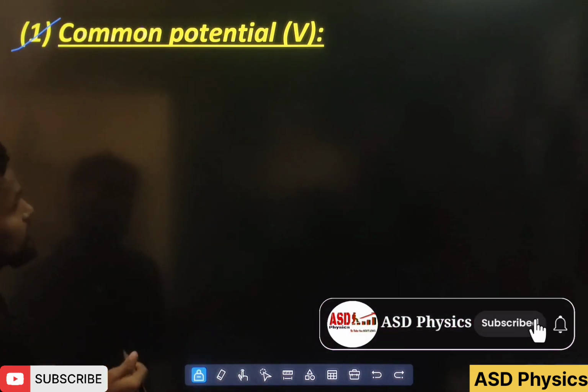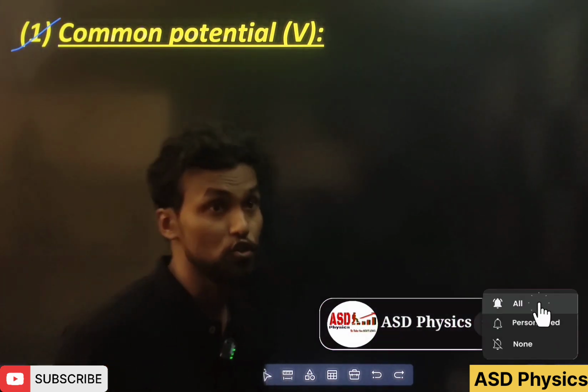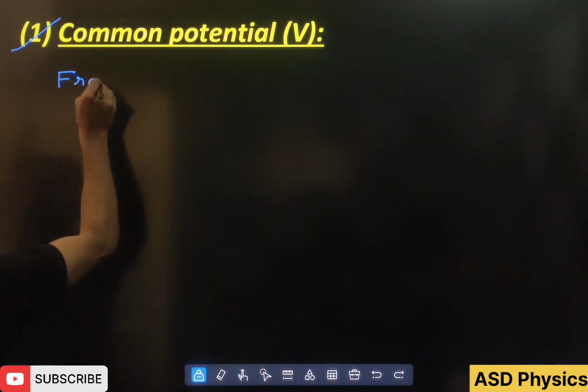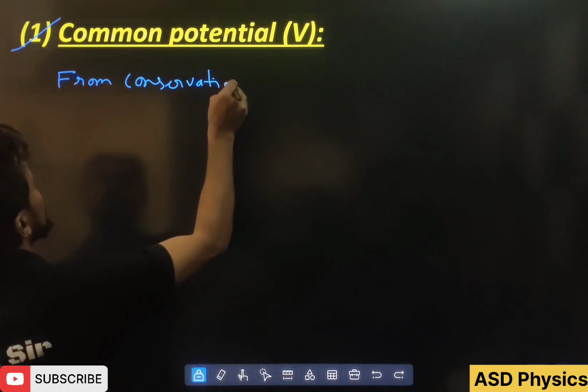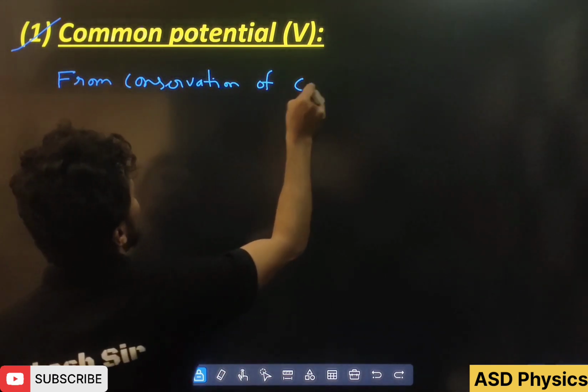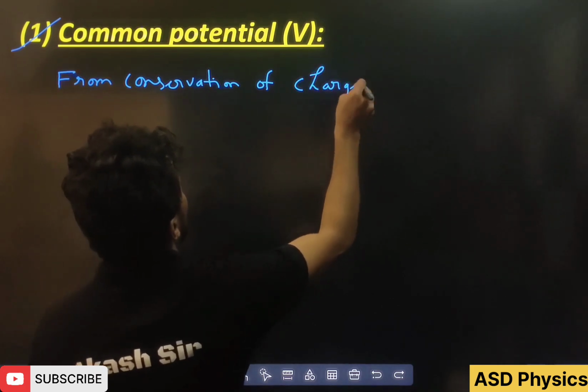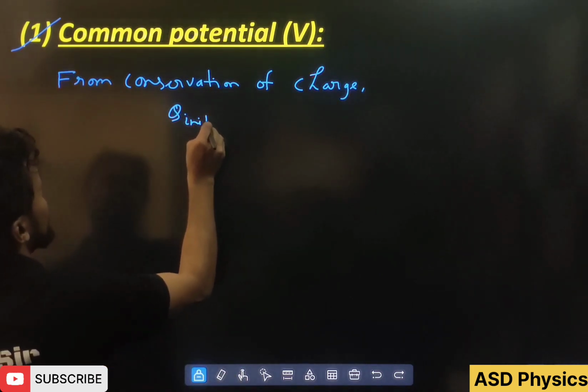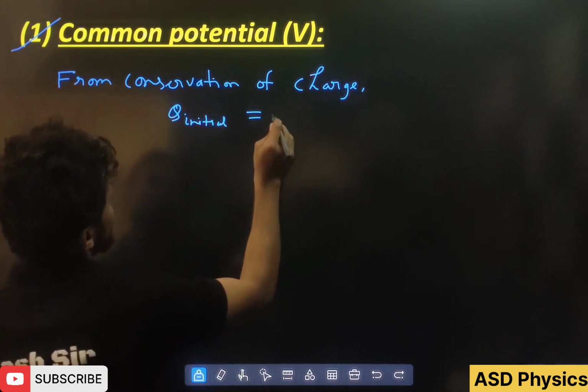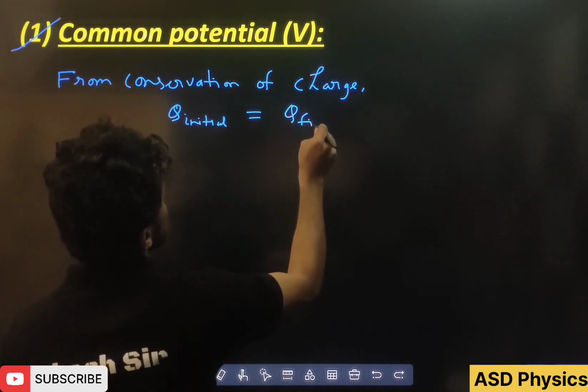Common potential means here we are going to use the conservation of charge. Because for this isolated system, we can write, from conservation of charge. So what will be there? Initial charge, that means before connection, will be equal to final charge.